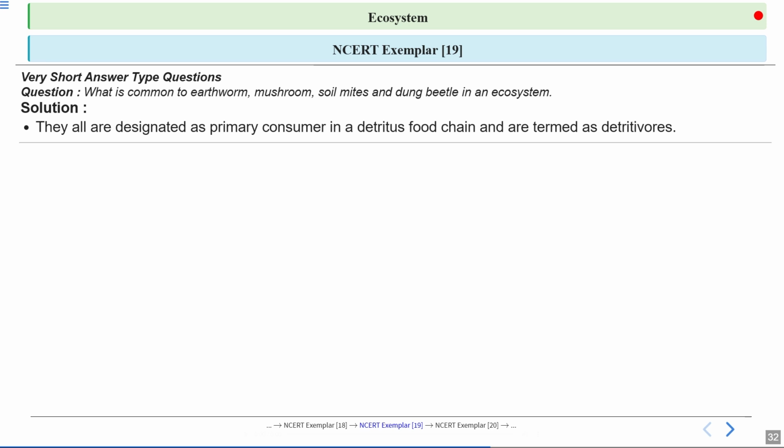Now let's see here. Earthworms, these organisms are found in the soil and play a crucial role in decomposition. They break down organic matter enriching the soil, and then mushrooms, they are the fungi, they are the saprophytes. Okay, they feed on dead and decaying organic matter. Now soil mites, these tiny creatures also inhabit the soil and assist in breaking down organic matter. Then dung beetles, these insects primarily feed on dung, which is organic waste, and help in its decomposition.